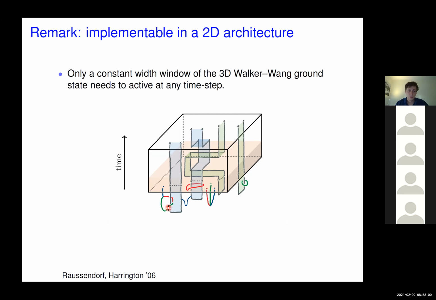So this is the last little remark that I'll make before wrapping up. I just want to remark on the implementability in practice. So while we've considered all these 3D states, we really want to think of one of these dimensions as simulated time. And as such, we only really need to create and measure the Walker-Wang ground state in constant width windows, and that is thus implementable in a 2D scheme. This is very common in measurement-based quantum computation, and I just want to emphasize it.